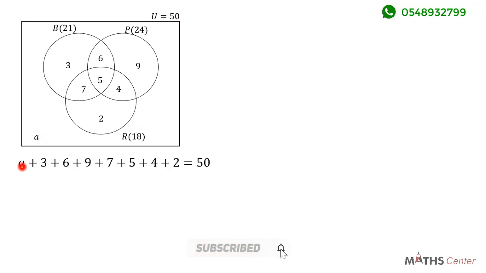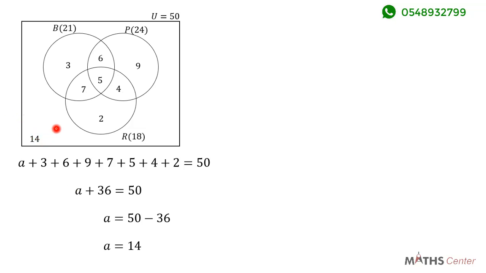So we are going to have a plus 3 plus 6 plus 9 plus 7 plus 5 plus 4 plus 2. And this will be equal to 50. This will give us a plus 36 is equal to 50. A will be equal to 50 minus 36, and 50 minus 36 gives us 14. So we can replace a with 14. Now we have everything in the Venn diagram. So we can go ahead and answer our questions.